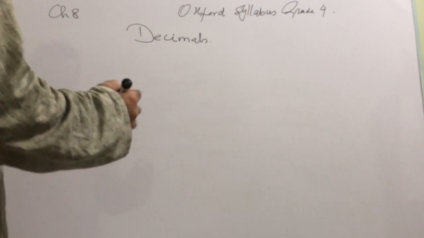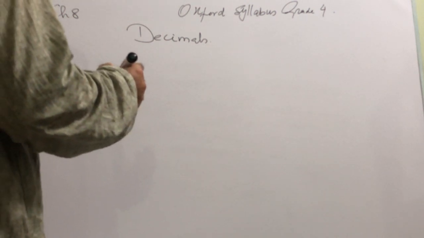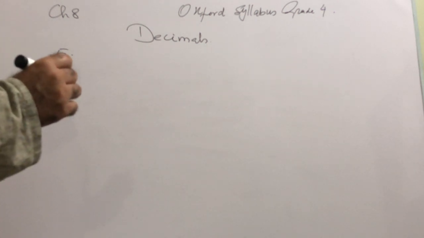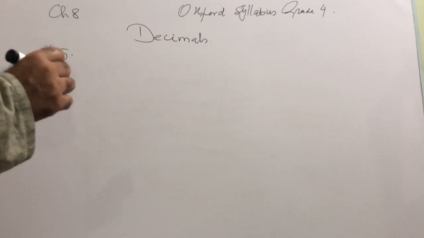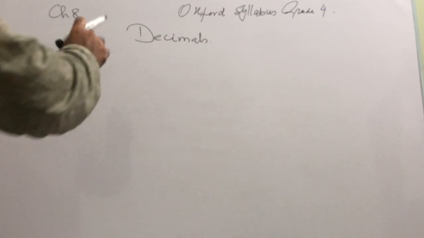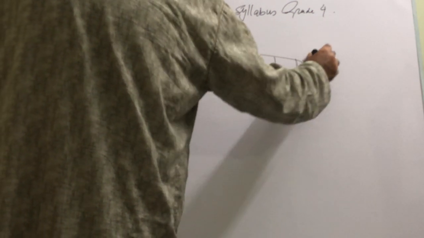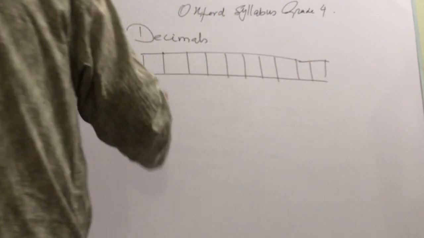Now we'll be doing question number 5, point number 5, page number 150. It says 1/10 of this figure is shaded. There are 10 parts. One is shaded like this.